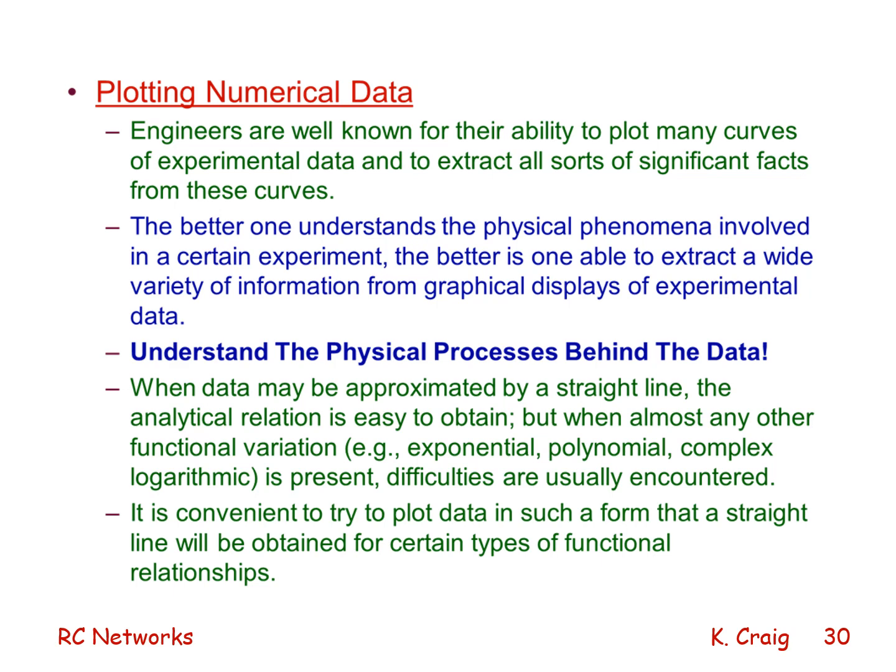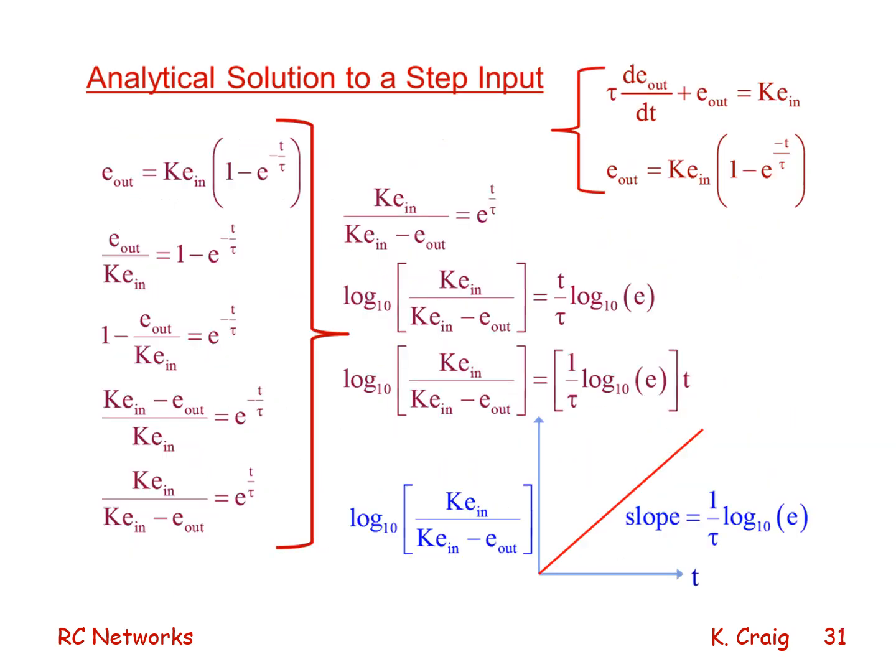When data may be approximated by a straight line, the analytical relation is easy to obtain. But when almost any other functional variation, for example, exponential, polynomial, complex logarithmic, is present, difficulties are usually encountered. It is convenient to try to plot data in such a form that a straight line will be obtained for certain types of functional relationships. Let's see how that might work in our situation.